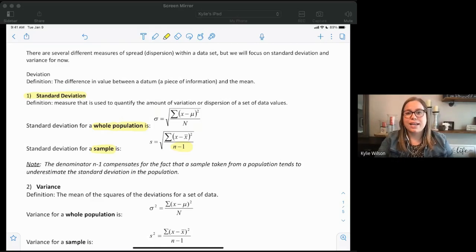Now, the reason why we do this is that typically with a sample, our standard deviation is a little underestimated. This is because we're just looking at some of the points. So it's very likely that there are some more spread out points that we're missing. So it does underestimate our standard deviation a little bit. So we subtract 1. So we're dividing by a smaller number, therefore increasing our standard deviation just a little bit.